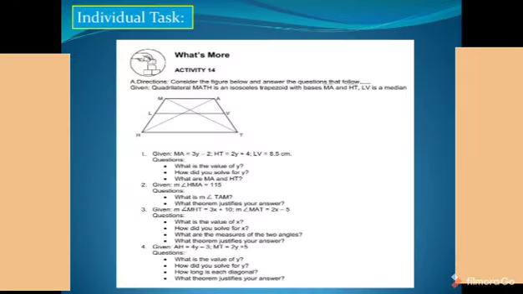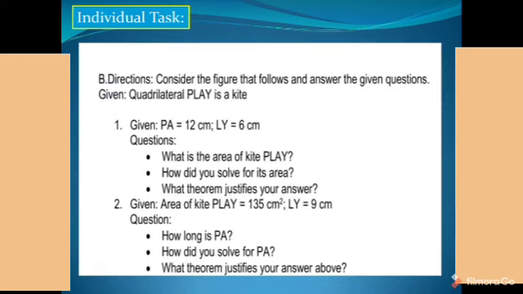So let us now do the individual task for activity number 14. What's more? The directions here: consider the figure below and answer the questions that follow. Given that quadrilateral MATH is an isosceles trapezoid with bases MA and HT, LB is the median. At this point, I'll be giving you 10 minutes to answer this one. And now the second slide.